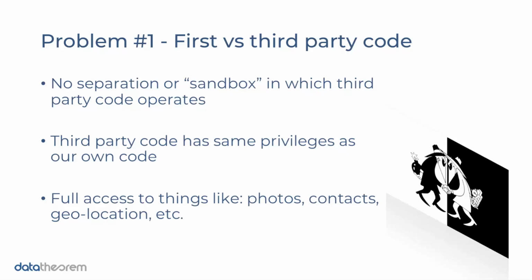Third party code will end up having the same privileges as our own code. They are able to do the same things, access the same data, all the same resources as the rest of the app. So for example, once a user has allowed the app to access things like the photos, the camera, the geolocation, contacts, the third-party code that is also present in the app will automatically get access to that too. And there is no easy way to prevent it. You can only pray that they're not going to do anything nasty with that data, right?